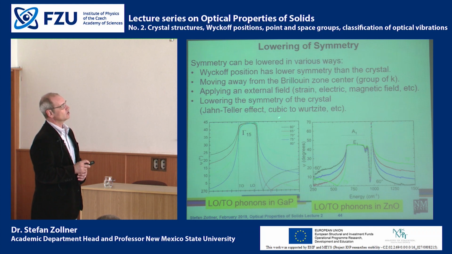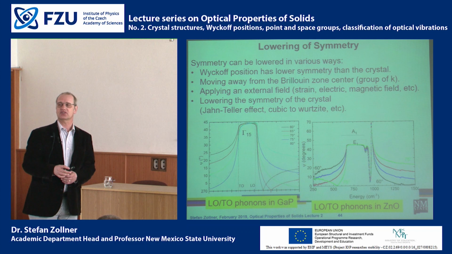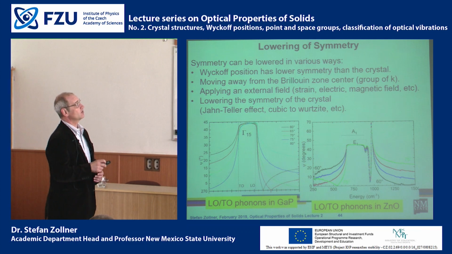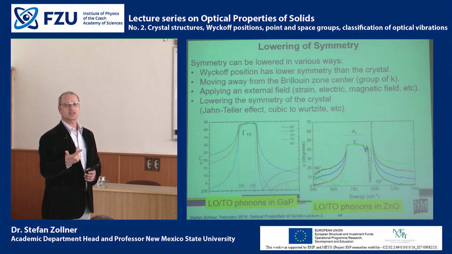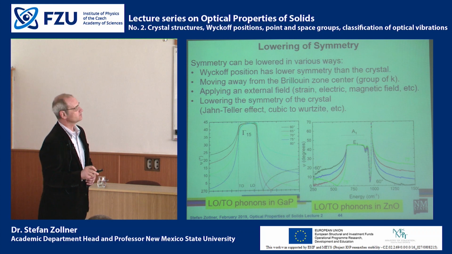For example, if I go from a cubic diamond structure to a Wurtzite structure, so gallium phosphide, this is the phonon band for gallium phosphide. Gallium phosphide is cubic, but zinc oxide is Wurtzite. And therefore, this 3-fold degenerate phonon, which can vibrate either along X, Y, or Z, splits into a singlet and a doublet in the Wurtzite structure.